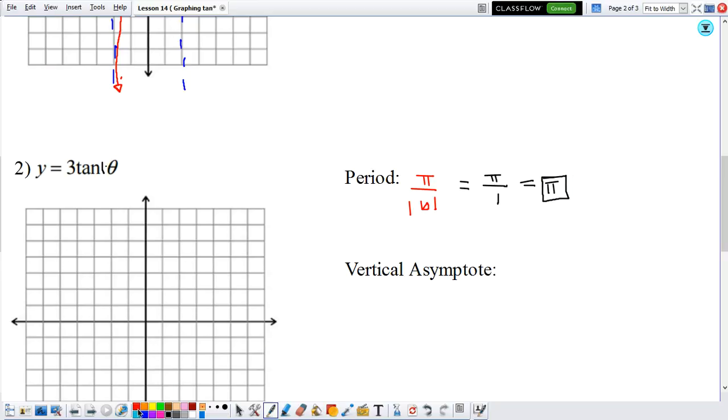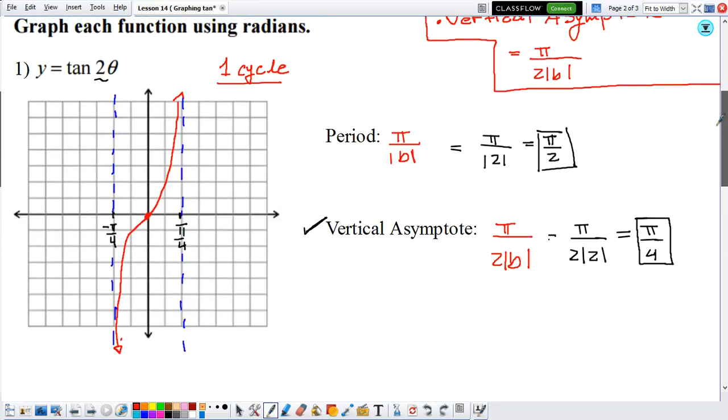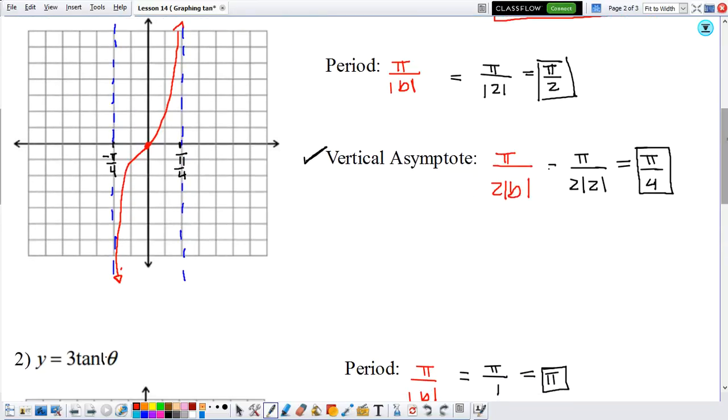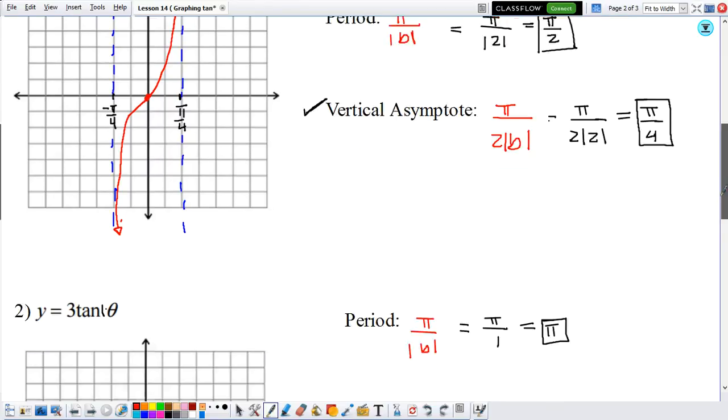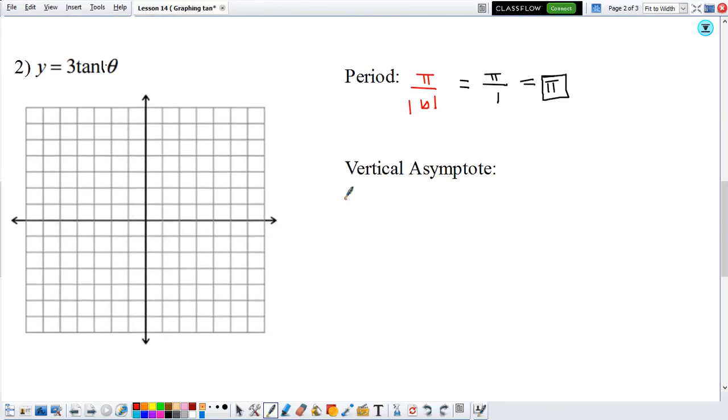Vertical asymptote, if we remember a formula, that's pi over 2b, which we have here. Pi over 2, absolute value of b. But we found that b holds a value of 1. So now this becomes pi over 2, absolute value of 1, which is just, absolute value is 1, 2 times 1, so that's 2.